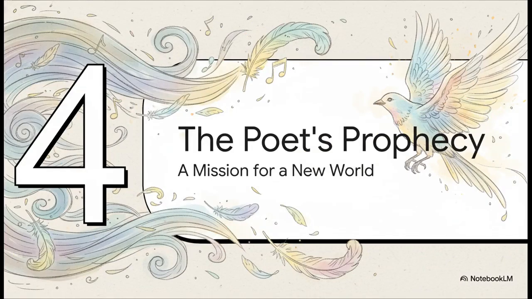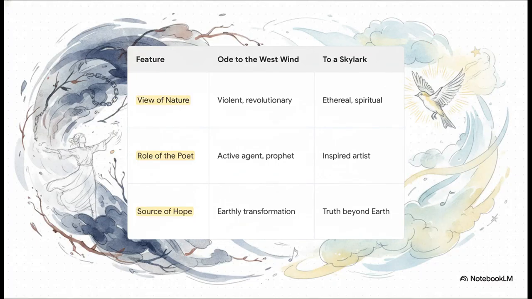Okay, so let's pause and take stock. We have this violent, revolutionary wind on one hand and this heavenly, joyful bird on the other. They seem like total opposites, right? So how do these two incredibly different poems come together to show us what Shelley thought the poet's job really was? This table breaks it down really nicely.